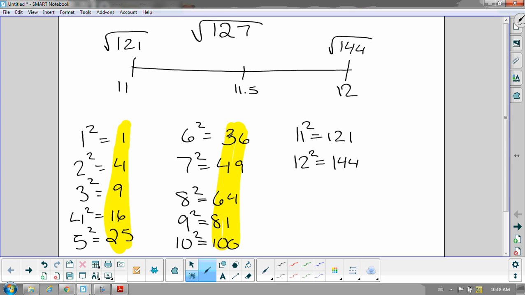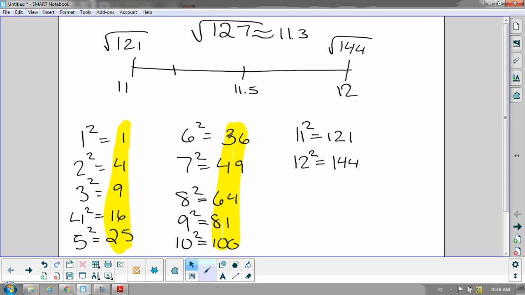So 127, I would say, is pretty close to 121. And if we think about it on the bottom number line, I would say probably 11.2 or 11.3. And when I did it with the calculator, I got 11.2694. So it's pretty close to either 11.2 or 11.3.